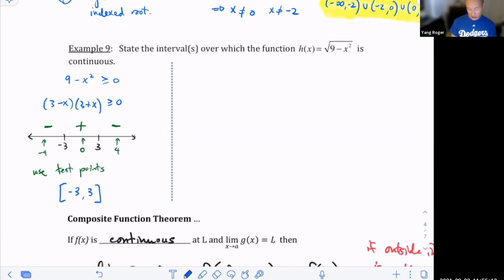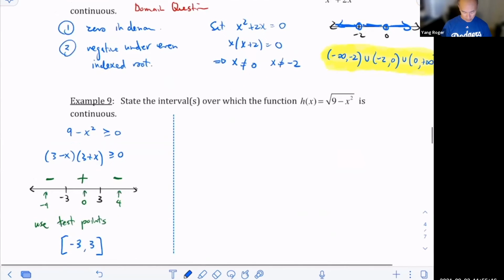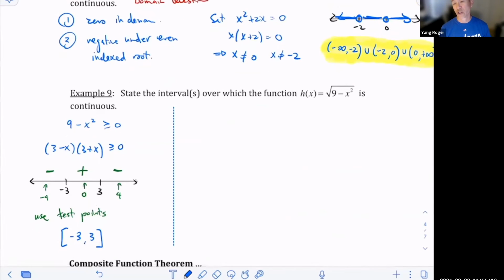Stephanie, remember how just earlier I was talking about this being a domain question. We're trying to figure out which points we want to include, which x values we want to include. So what I was just saying is, it's okay to put a 3 in here because 9 minus 3 squared is equal to 0. So if you took the square root of 0, that's equal to 0. That's okay. So we want to include 3. That's why I put a square bracket for 3.